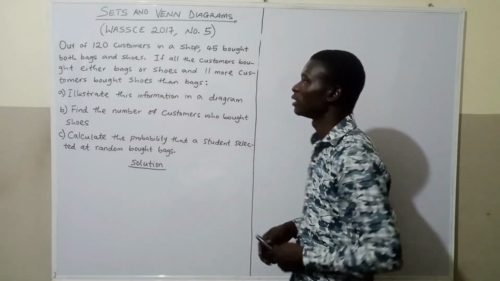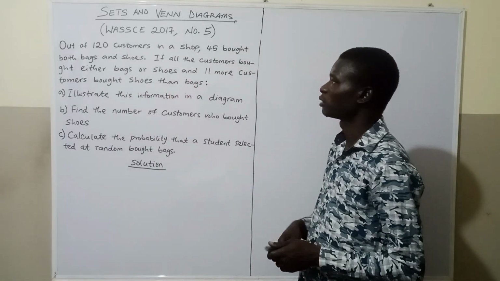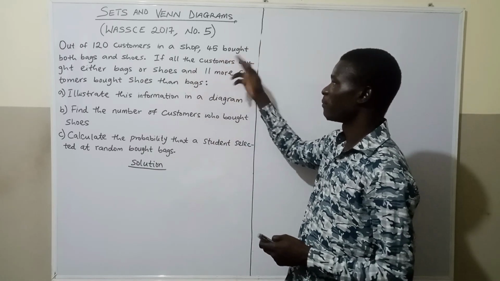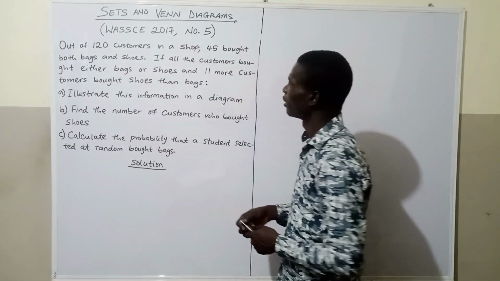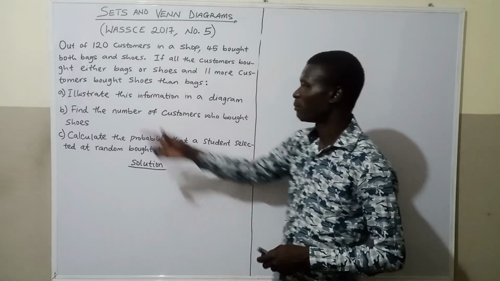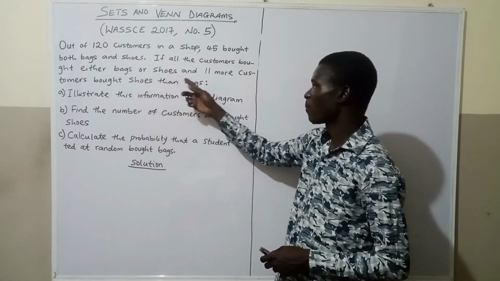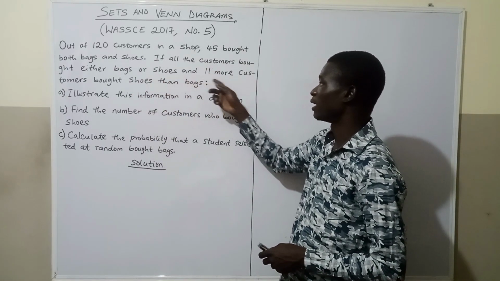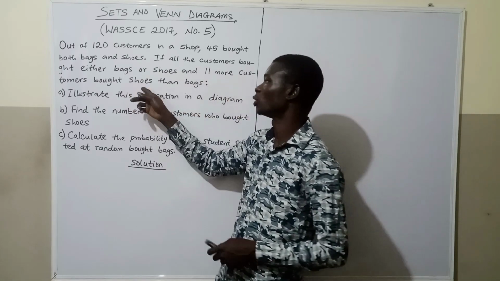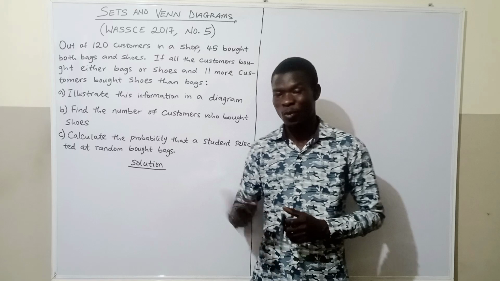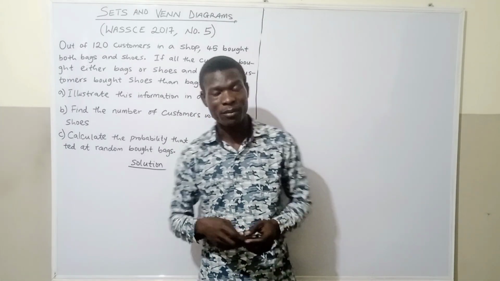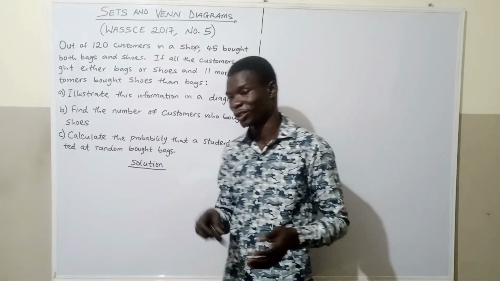Now, this question says, out of 120 customers in the shop, 45 bought both bags and shoes. If all the customers bought either bags or shoes and 11 more customers bought shoes than bags, all the customers in that shop, 120 of them, should buy bags and shoes, or bags or shoes.